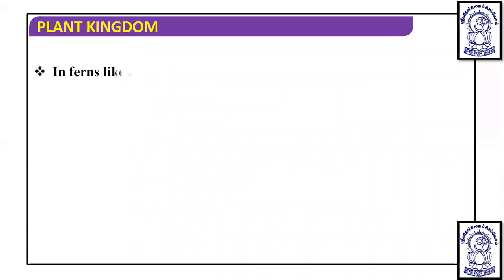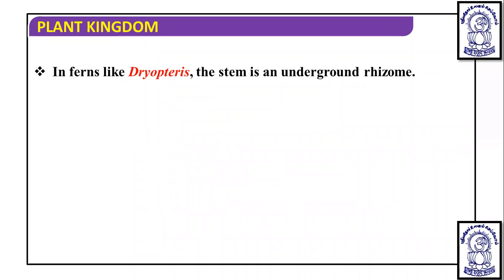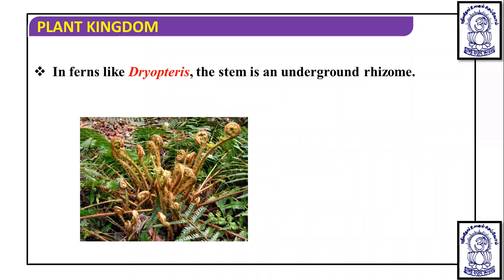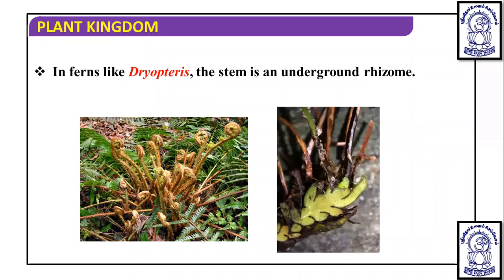Now in Pteropsida or in ferns like Dryopteris, the stem occurs underground and is known as a rhizome. This underground stem looks like this, growing horizontally and trying to come out of the soil. This underground rhizome is specifically known as rootstock, that is an unbranched rhizome in case of Dryopteris.